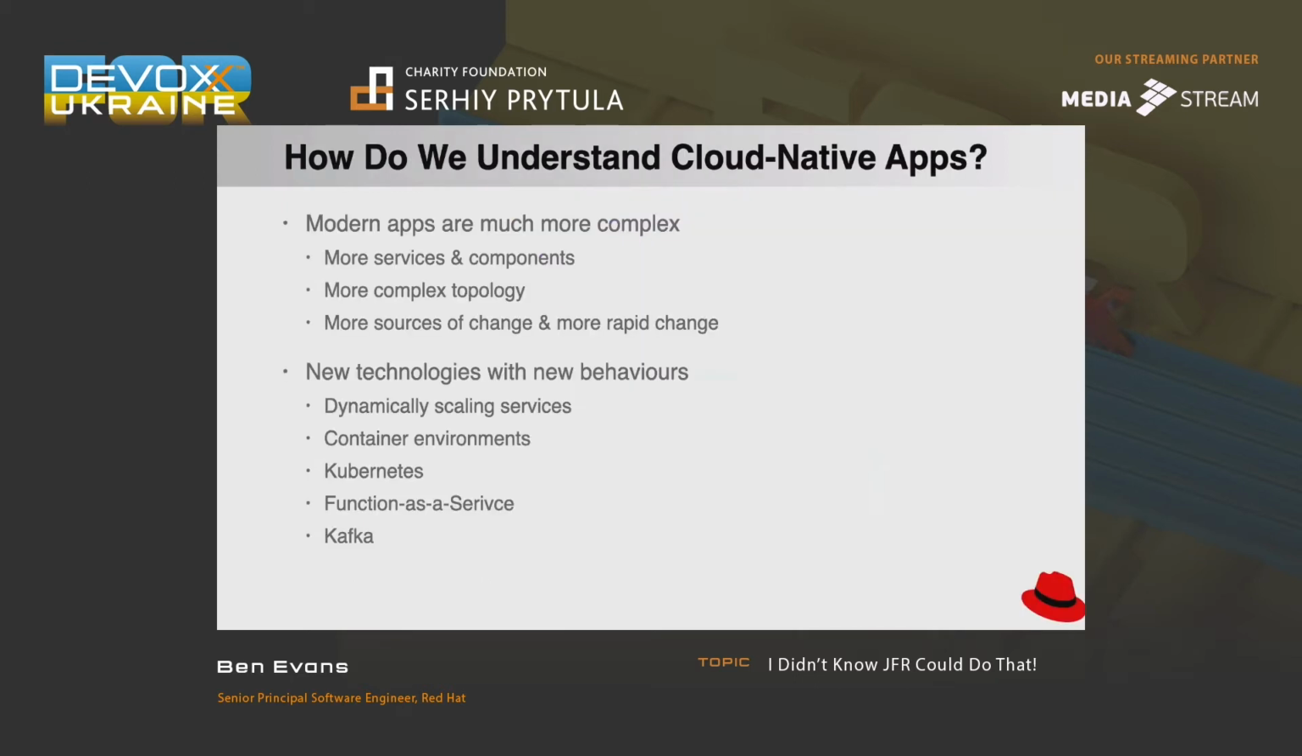Now, modern applications, of course, aren't like that. There are more services and components. There's a more complex topology, if you like, and there are new technologies with new behaviors, for things like dynamically scaling services, containers and Kubernetes. And there's a typo, I should say function as a service, but I've managed to misspell the word service, which is good. And things like Kafka, of course, as well. So this complexity has some inherent problems with it.